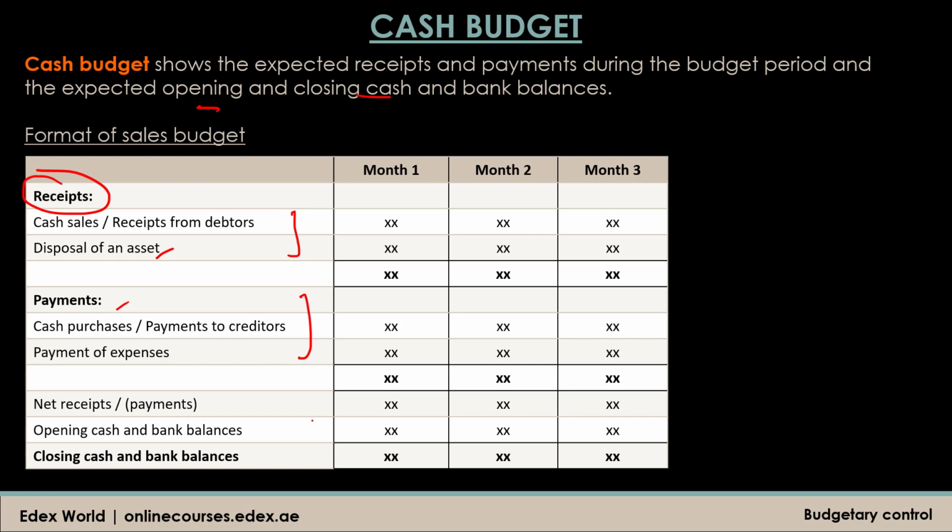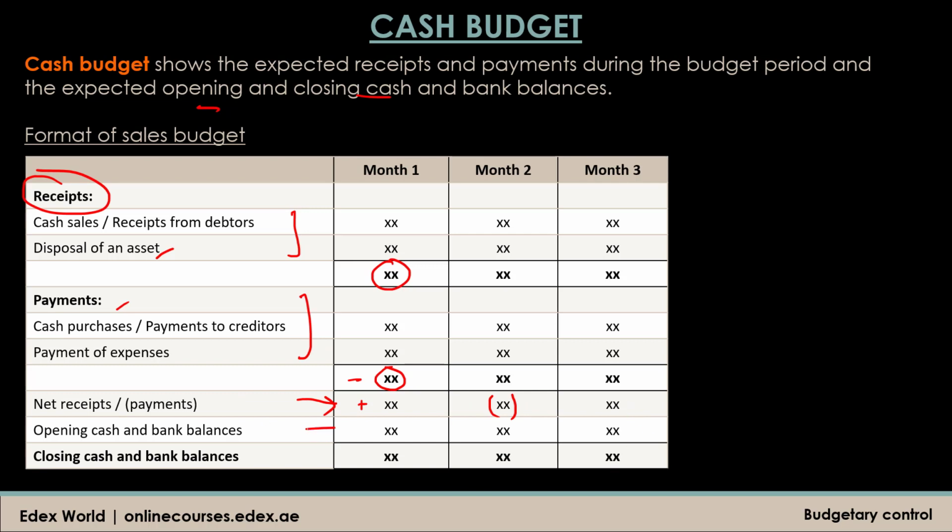And then finally, we list down the net receipt or payment, which is equal to the receipt minus the payment. If receipts are greater than the payment, it will be written as a positive number. If the payment is greater than receipts, then it will be written as a negative number or in brackets. So this row will show the net receipt and payment.